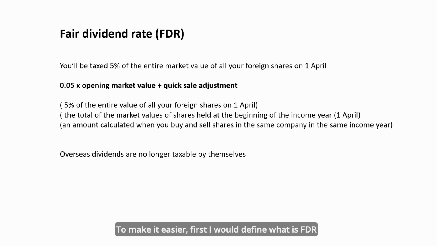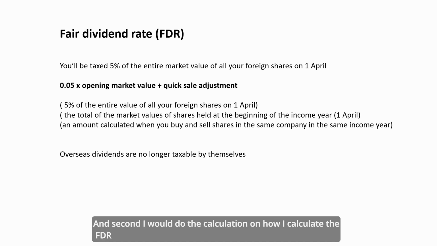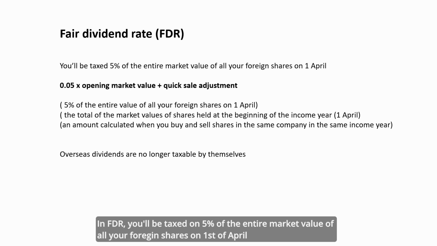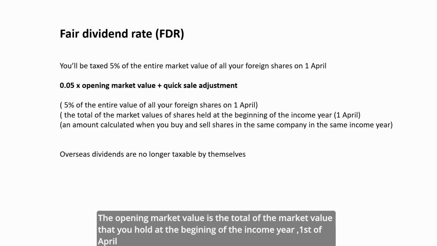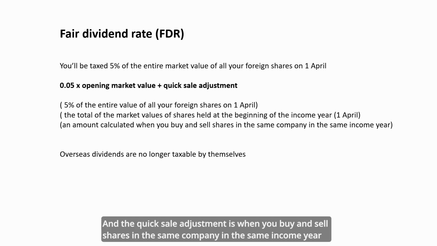To make it easier, first I will define what the FDR is, and second, I'll do the calculation on how I calculate the FDR. In FDR, you'll be taxed 5% of the entire market value of your foreign share on the 1st of April, and the formula will be 5% times the opening market value plus any quick sell adjustment. The opening market value is the total market value that you hold in the beginning of the income year, 1st of April, and the quick sell adjustment is when you buy and sell shares in the same company in the same income year.